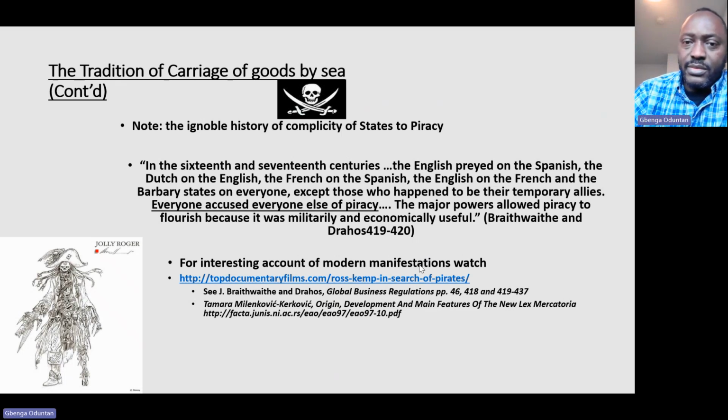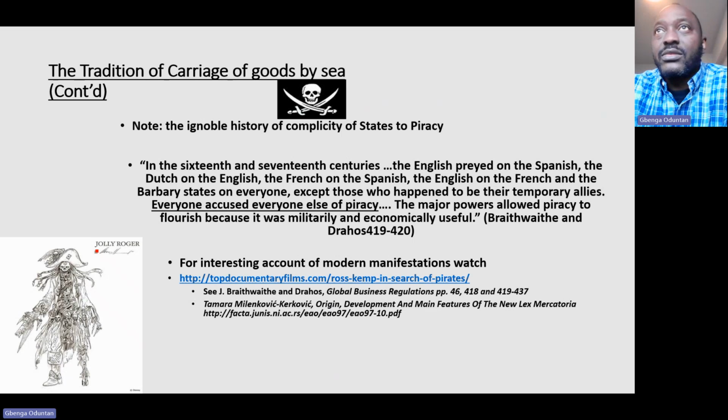In short, carriage of goods by sea has always been an area fraught with dangers. And even as we speak today, there are parts of the world where piracy is rife. It's rife in the Gulf of Aden. It's rife in the Gulf of Guinea.